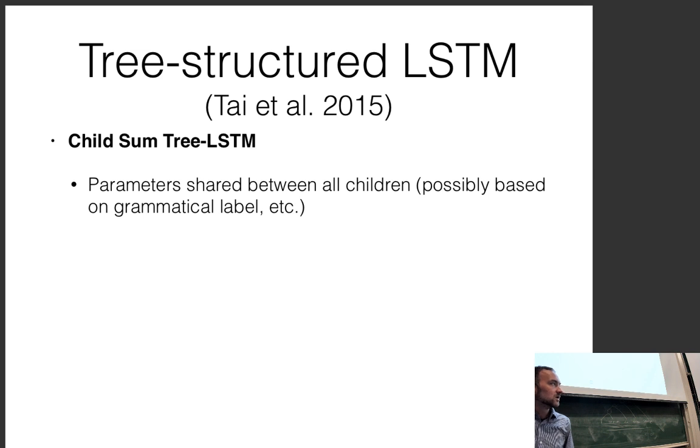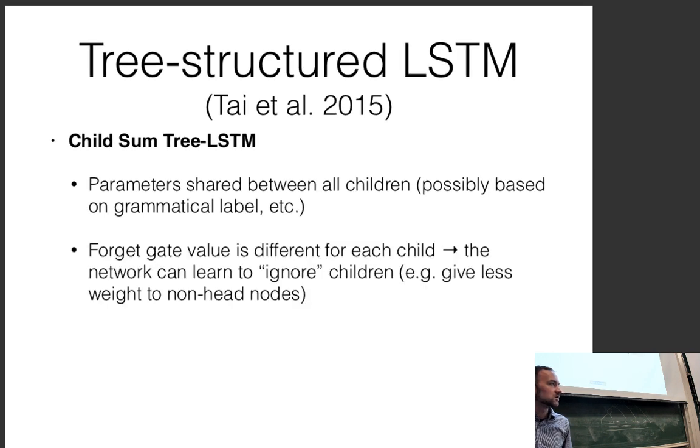And the way it works is you have parameters shared between each child, including the input matrix, the output matrix, and the update matrix. Also forget gates. And the forget gate value is different for each child, which allows the network to do things like learn to ignore children.